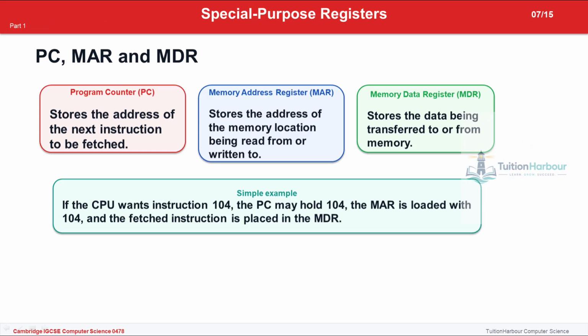PC, MAR, and MDR. The program counter stores the address of the next instruction. The memory address register stores the address currently being accessed. The memory data register stores the data or instruction being transferred to or from memory.